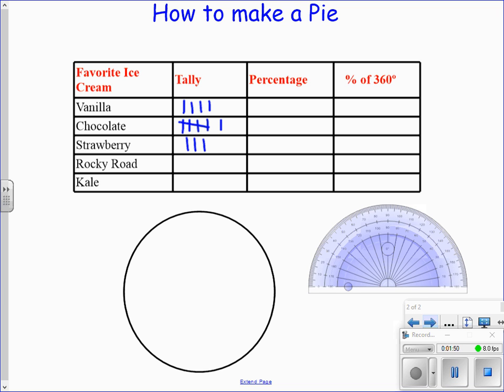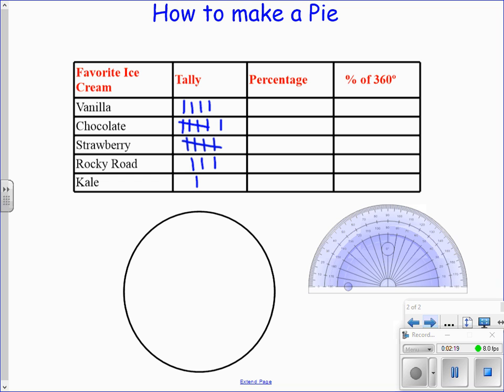2, 3, 4, 5. Rocky Road. That's chocolate, vanilla, and marshmallow, and I think there's even some nuts in it. If you're allergic to nuts, you might want to stay away from Rocky Road. Hands up. And, whoa, 3 people. 1, 2, 3. And kale flavored ice cream is your favorite. Okay, 1 person. All right. So we have our tallies complete.